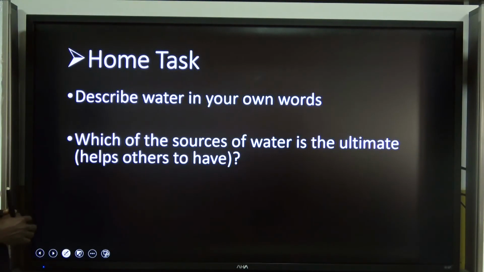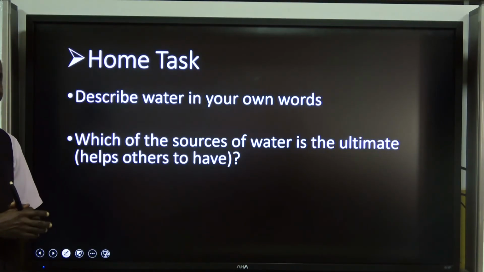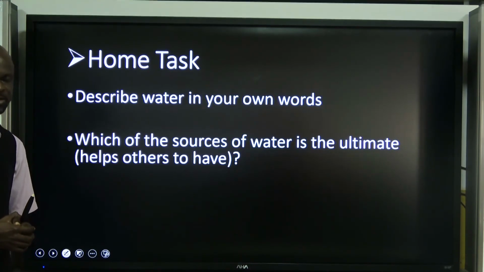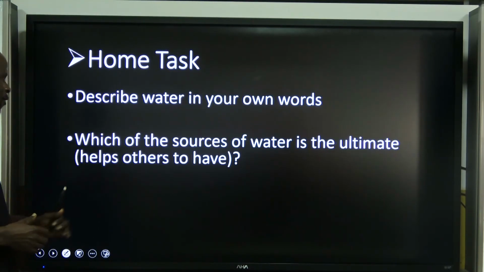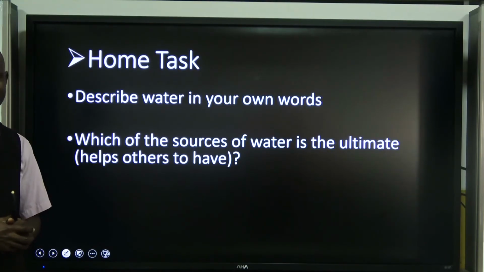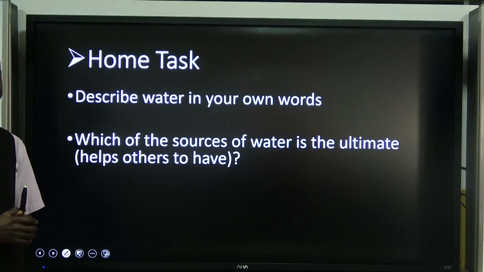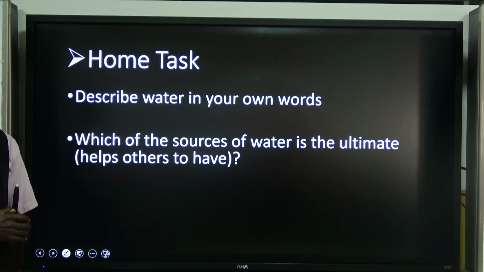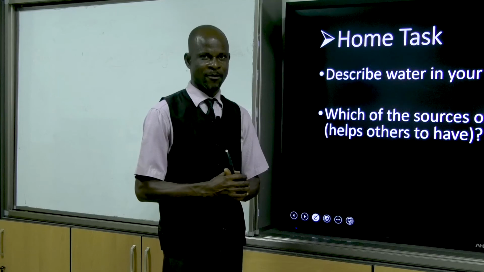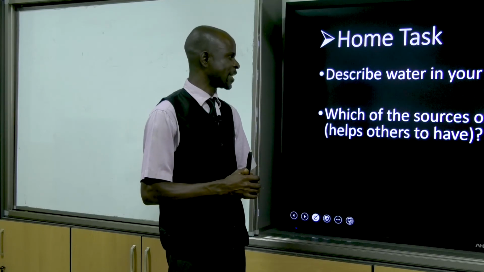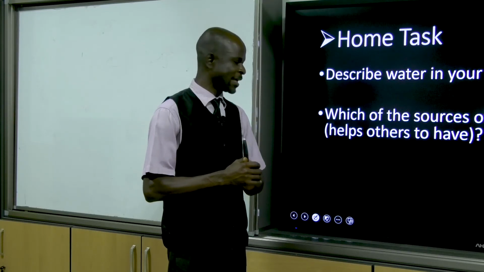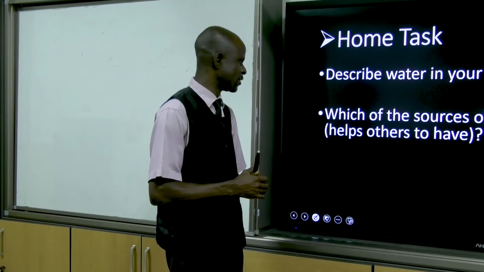Now, we've been able to mention some sources of water. Look at all these sources mentioned: rain, river, stream, spring, well, and borehole. Which one is the ultimate source of water out of all these that have been mentioned? That without this particular one, others may not be able to give us water as they are trying to do. Which of the sources of water is the ultimate that is the one that helps others to have water?